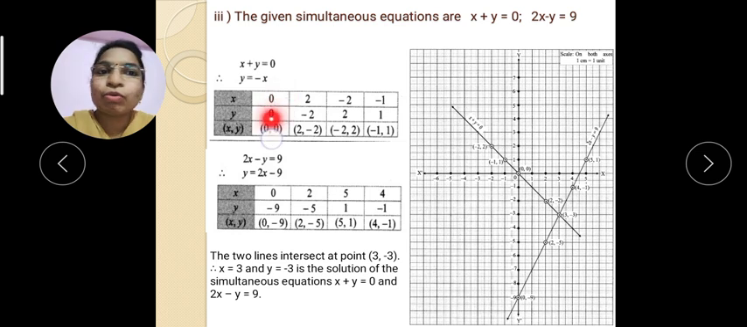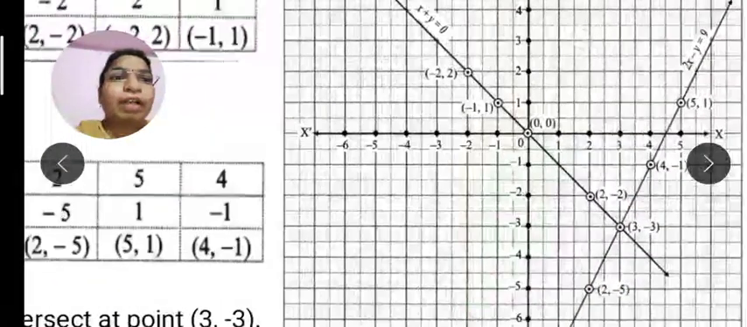If x is 0, you know that 0 has no sign, so y is also 0. When x is equal to 2, y is equal to minus 2. When x is equal to minus 2, y is equal to 2. And when x is equal to minus 1, y is equal to 1. So what are the pairs? 0, 0; 2, minus 2; minus 2, 2; and minus 1, 1.